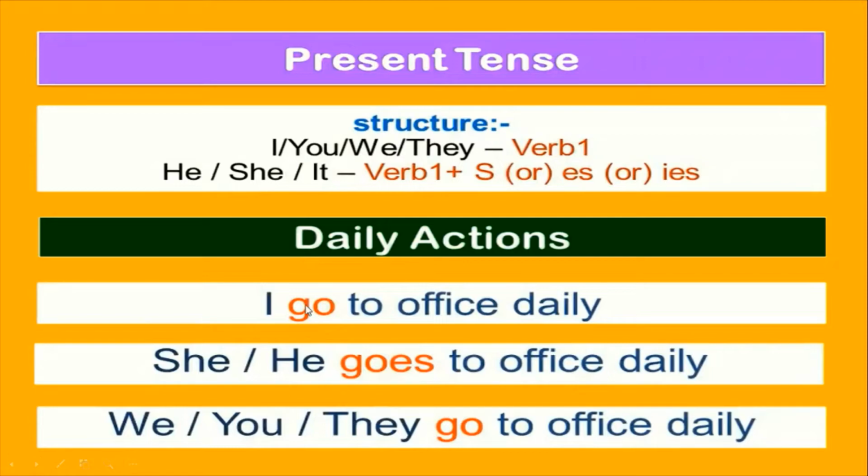Here are the examples. I go to office daily. Can you see the word here? Daily. Here we have an action that is happening daily. I go to office daily. Because we have I, or we, you, they, we should keep the verb as it is, which means in the base form, go. But if the subject is she or he, or as I said before, it, we should add s, es, or ies to the verb. Here, because the verb ends with o, we added es.